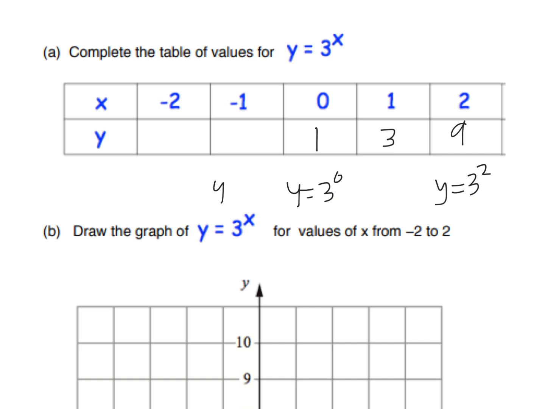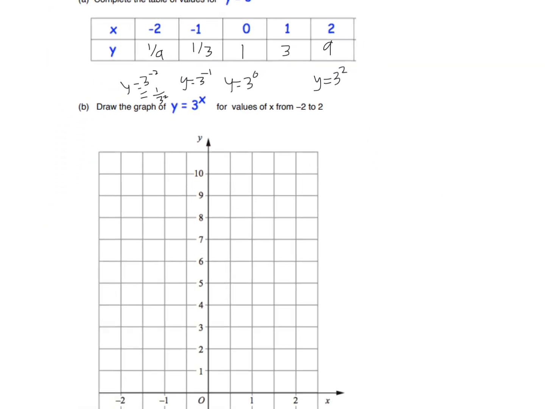Next one's a bit harder. If we put in x is minus 1, we get 3 to the minus 1. That's equivalent to 1/3, 1 over 3. And then if we put in x is minus 2, that is 3 to the power of minus 2, which is 1 over 3 squared. And 3 squared is 9, so that's 1 over 9.